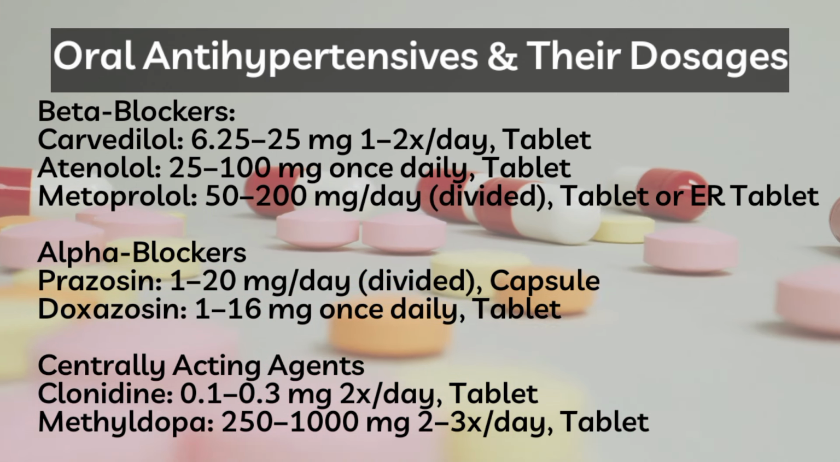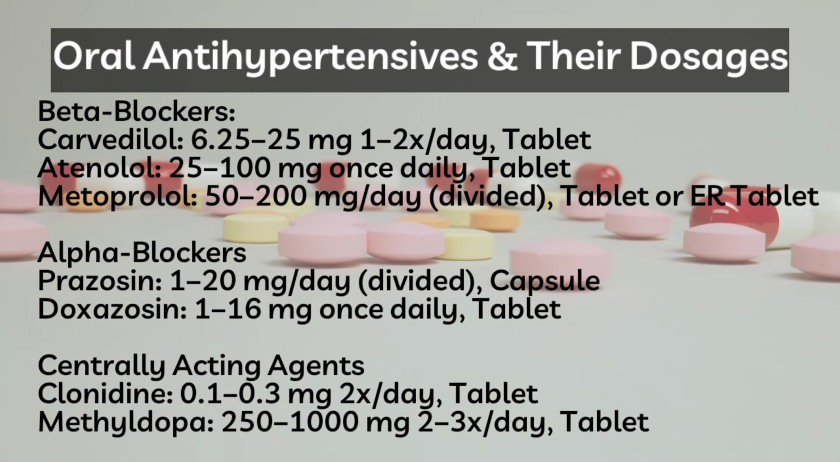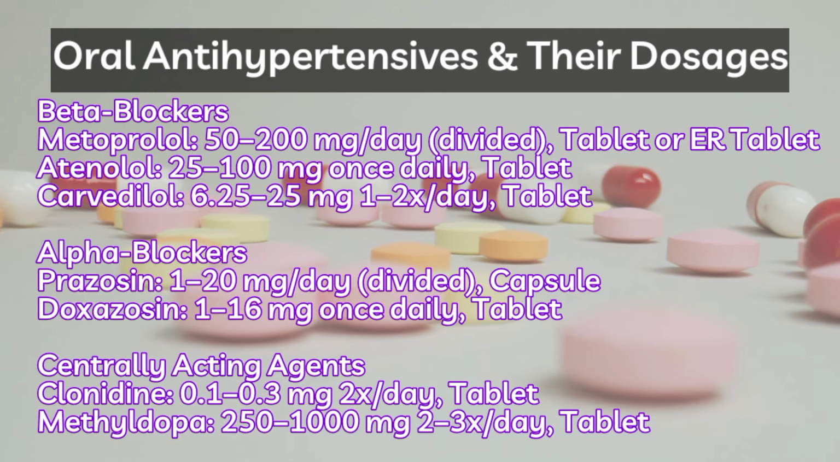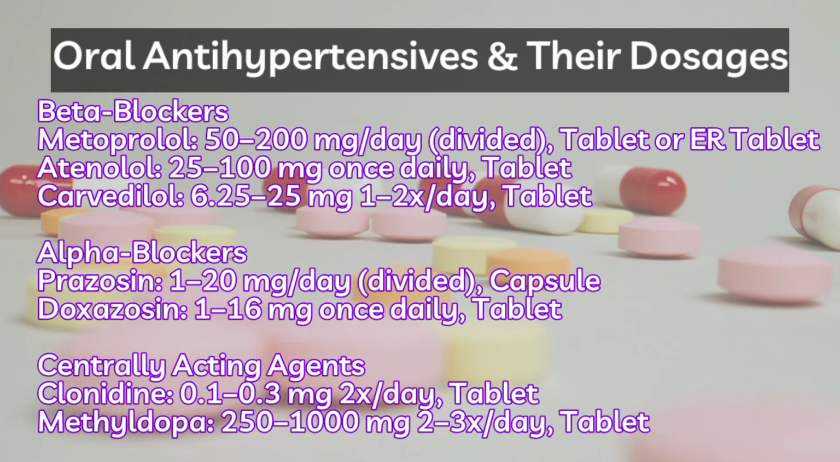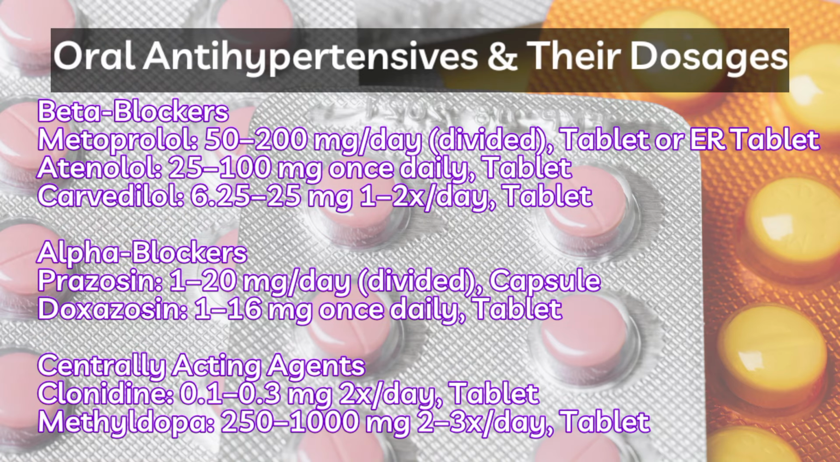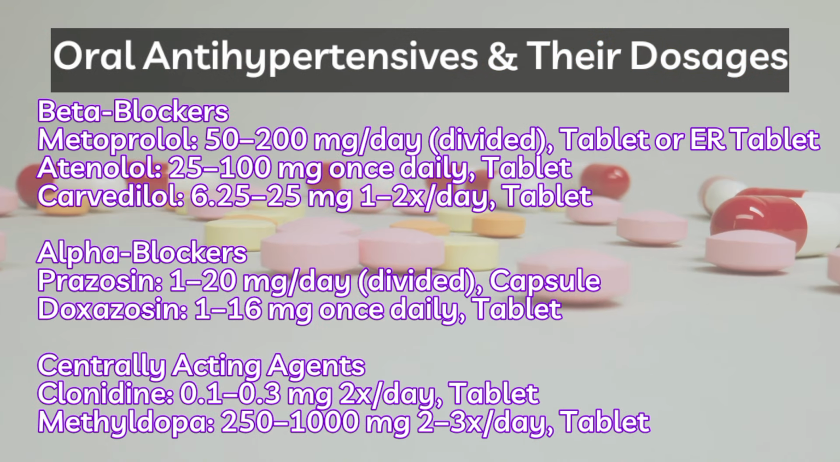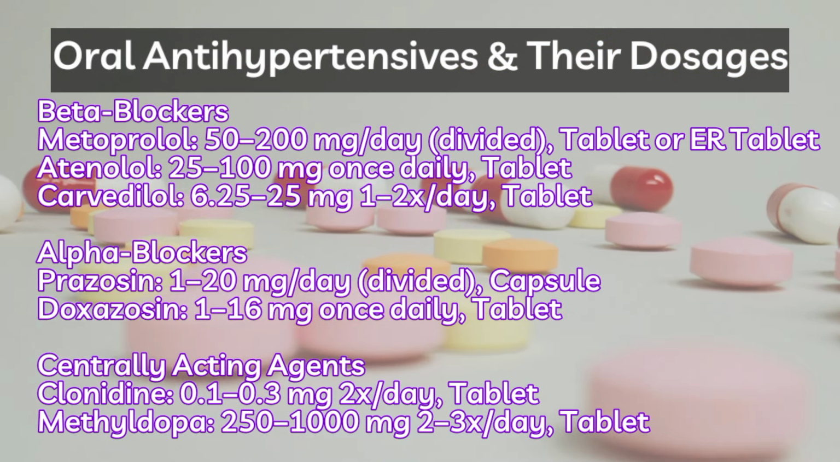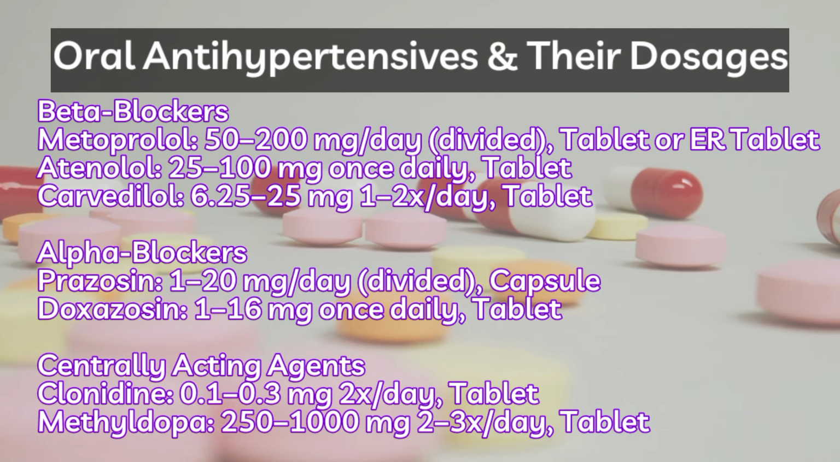Next up, we have the alpha blockers like prazosin or doxazosin. Start low to avoid first-dose hypotension, and they act by relaxing the blood vessels via alpha-1 blockade. And lastly, we have the centrally acting agents like clonidine or methyldopa. They act in the brain to reduce sympathetic outflow, and thus they should be used cautiously.